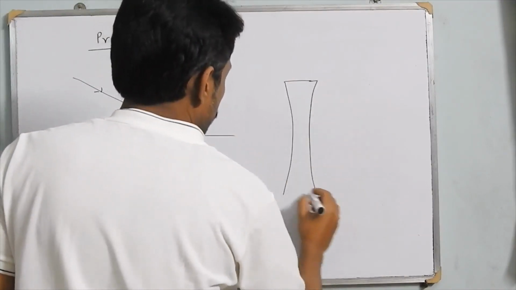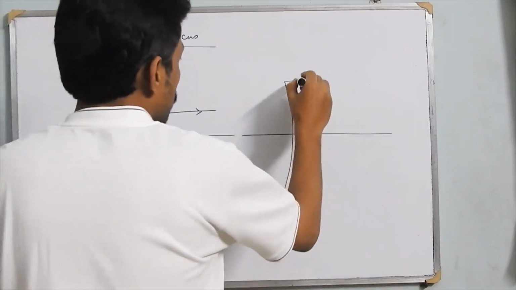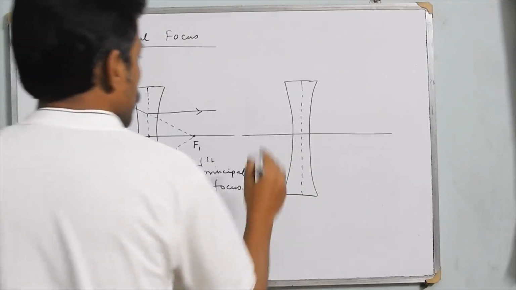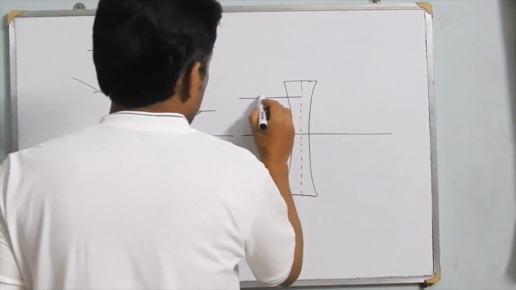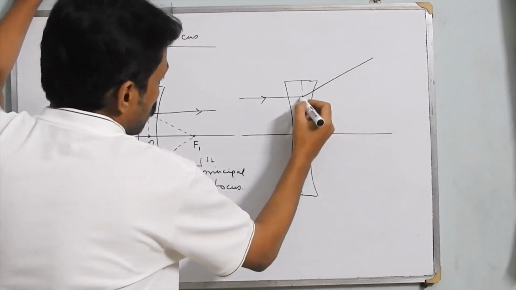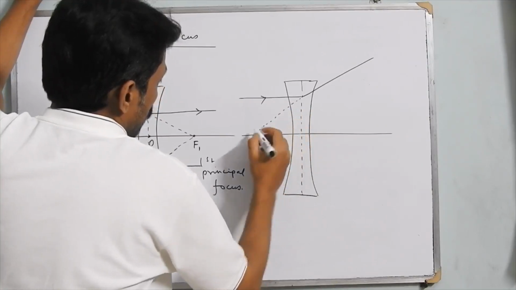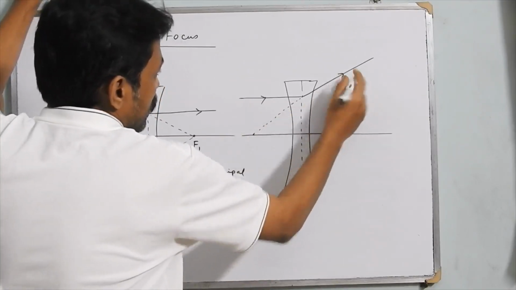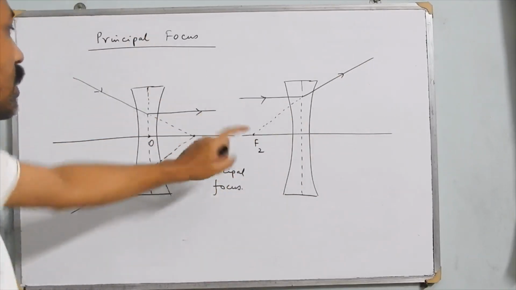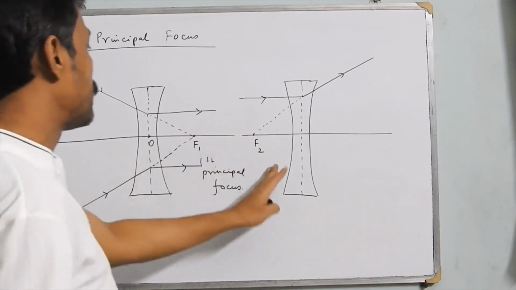Now if you consider a set of rays which are parallel to the principal axis, after refraction they appear to diverge from a point. Suppose this is a ray parallel to the principal axis, then after refraction it appears to diverge from a point. If I produce this ray backward, it appears that this ray is moving away from this particular point F2. Then F2 is called the second principal focus.